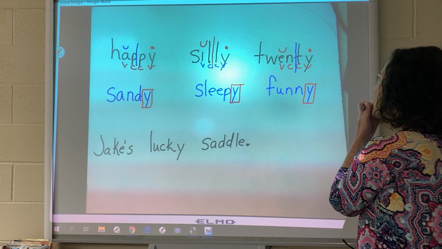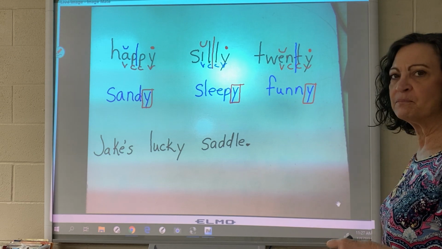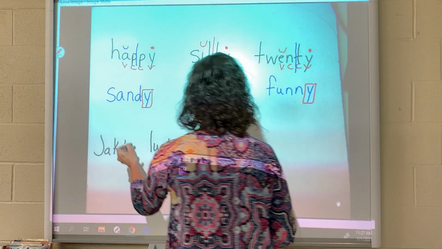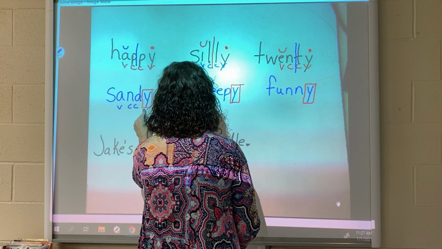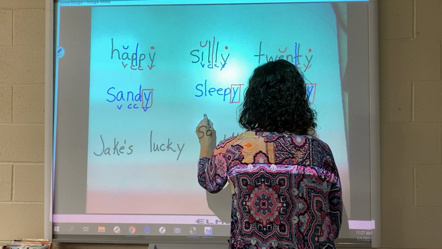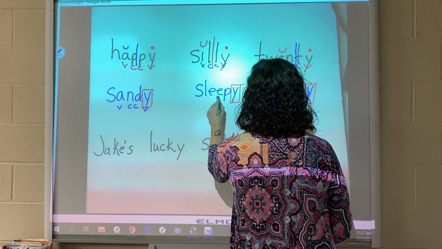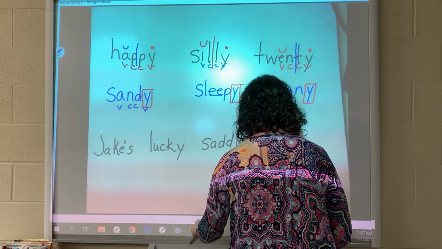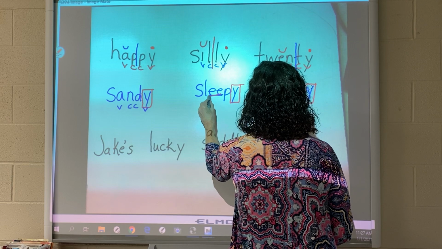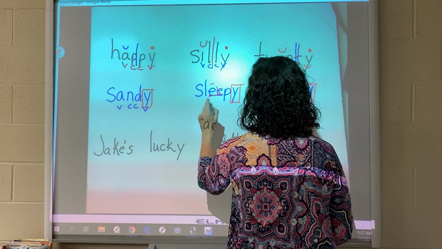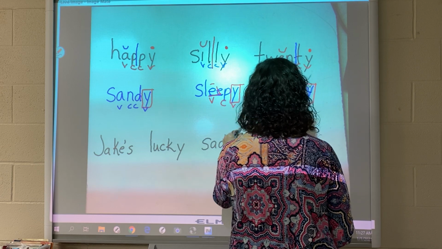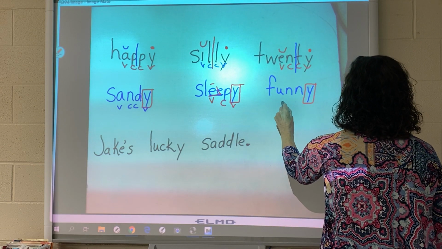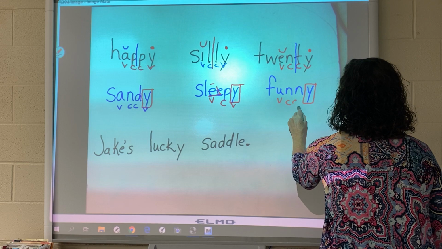Okay? And then I have to go back and break it into syllables. Vowel, consonant, consonant, vowel. This gets coded like this. So that is one vowel now. And this is vowel, consonant, vowel. And this is vowel, consonant, consonant, vowel.